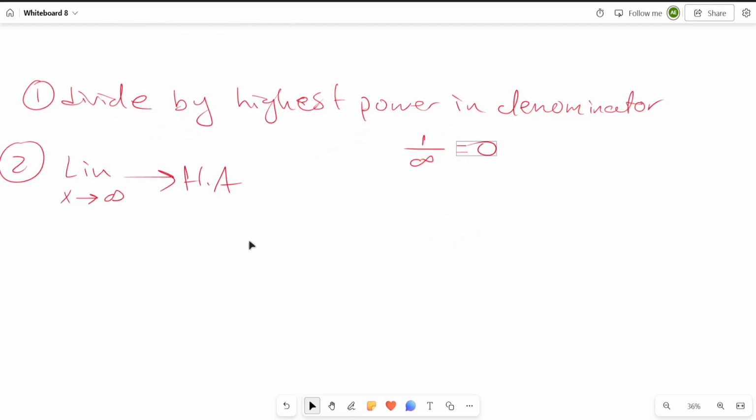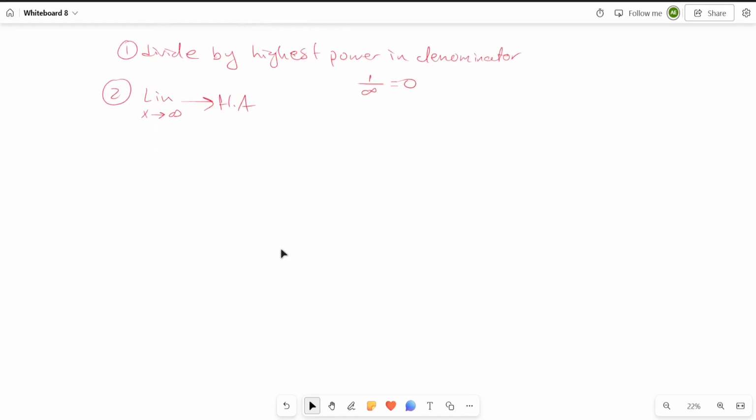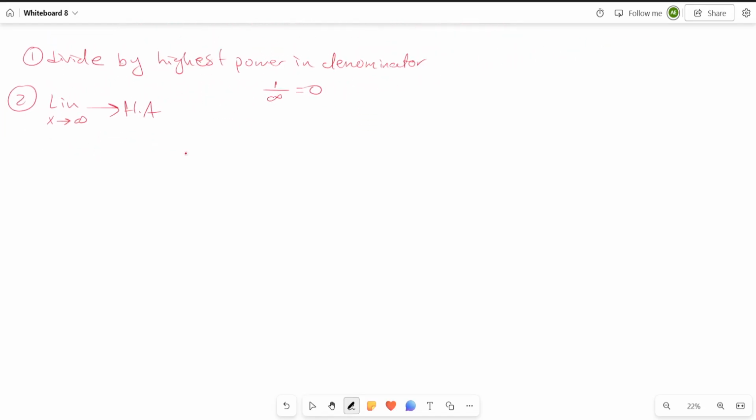Okay, let's say we have the function f of x equals 2x squared minus 4x plus 8 over 3x squared minus 27. Again, the first step is to divide everything by the highest power in the denominator. So what's the highest power in the denominator here? x squared. So I'll divide everything by x squared, and I'll take the limit as x approaches infinity.